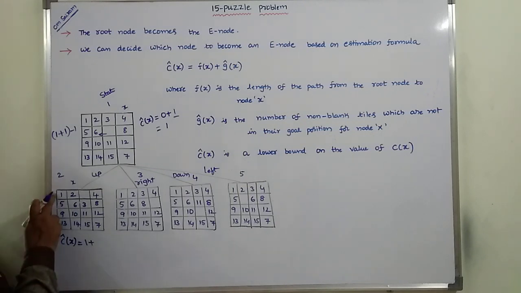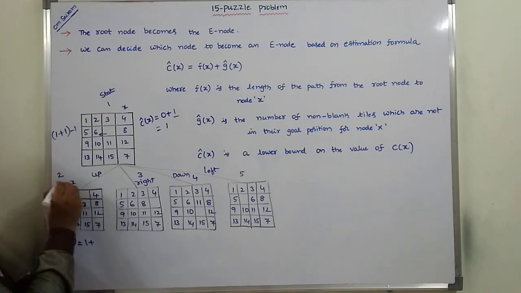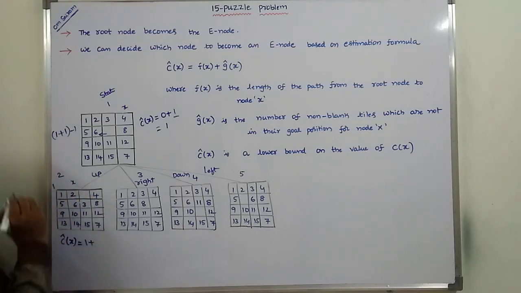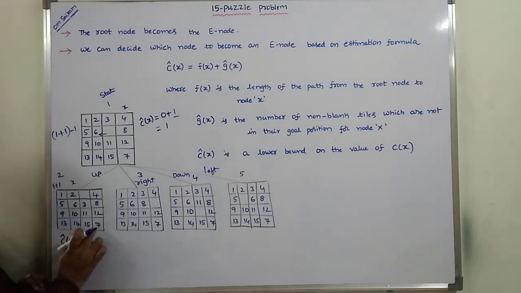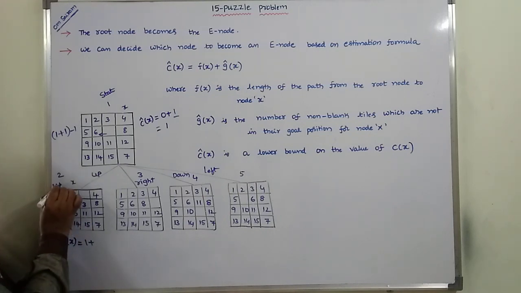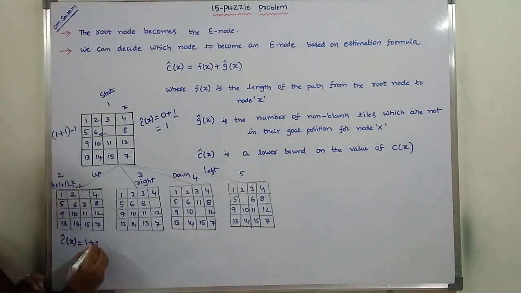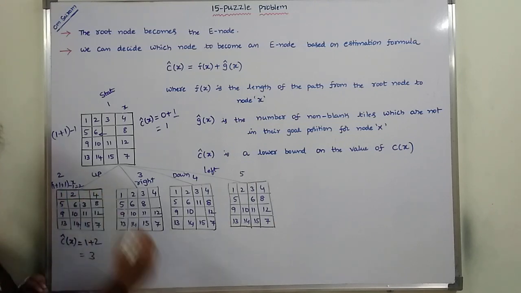Okay. So, 1, correct position. 2, correct position. 3, not in correct position. 4, it is correct position. 5th, correct position. 6th, correct position. 3, it is not in correct position. 8, already correct position. 9, 10, 11, 12, already in correct position. 13, 14, 15, already in correct position. 7, it is not in correct position. So, 3 minus 1, that is 2. So, that is 1 plus 2, that is equal to 3.